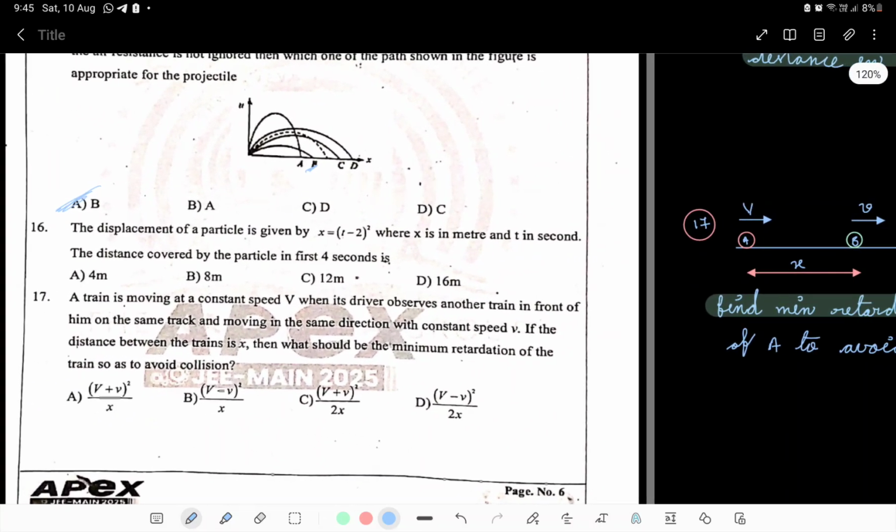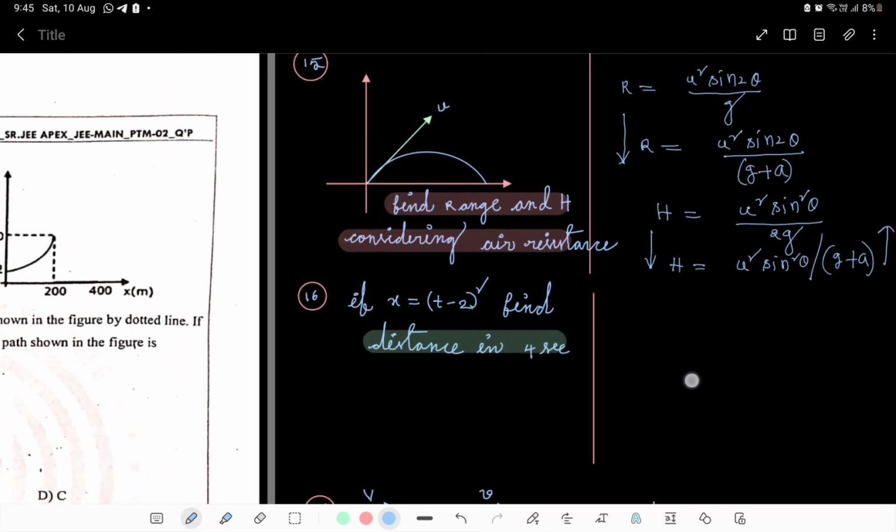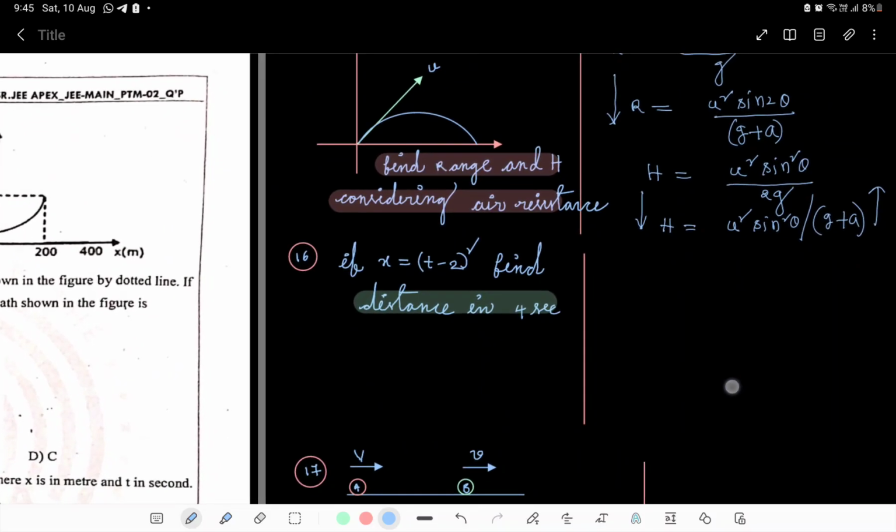That was interesting. The displacement of a particle is given by x equal to (t minus 2) whole square, where x is in meters and t is in seconds. The distance covered by the particle in the first 4 seconds is. So the displacement is given, that is x equal to (t minus 2) whole square. Find distance in 4 seconds.